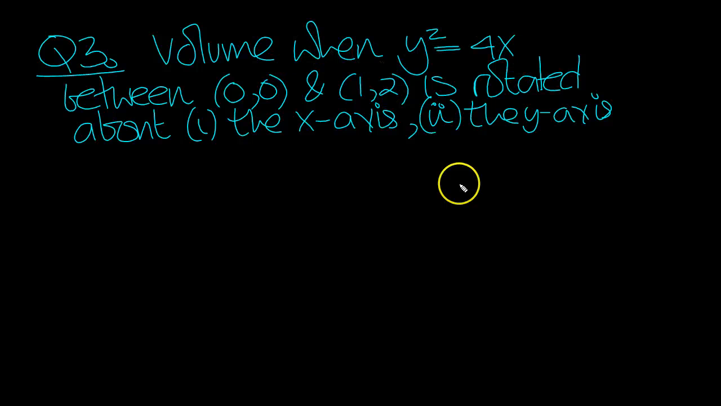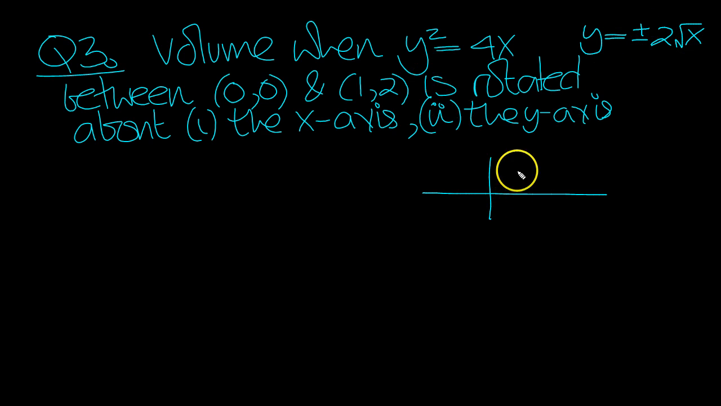Okay, find the volume when y squared equals 4x between these values is rotated about the x-axis and the y-axis. I'm going to do a quick sketch of this. If you square root this, you get y equals 2 root x when you square root 4x. But because you square root it's plus or minus, it's actually a parabola.